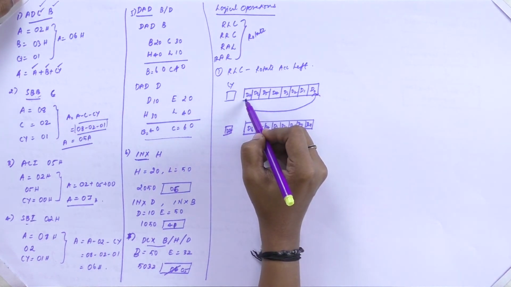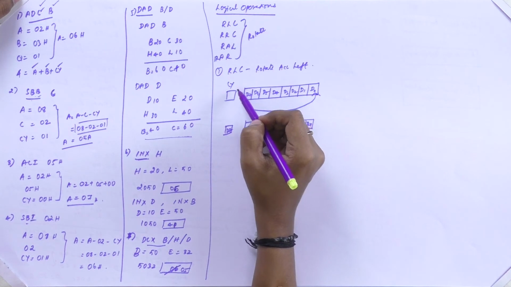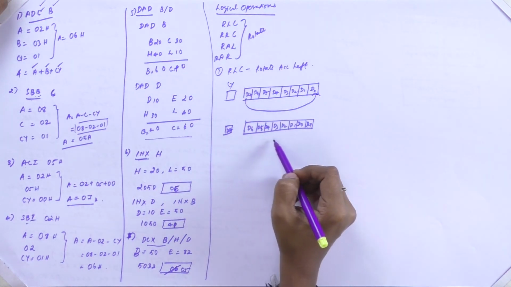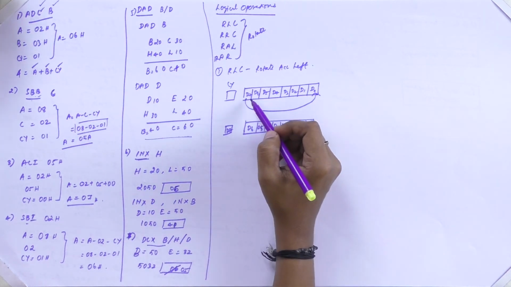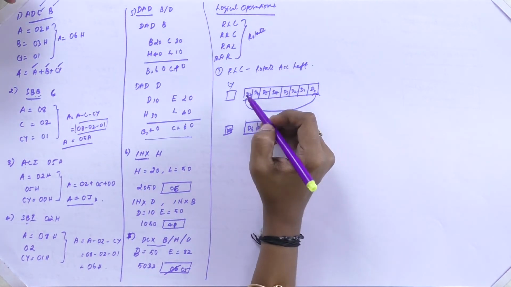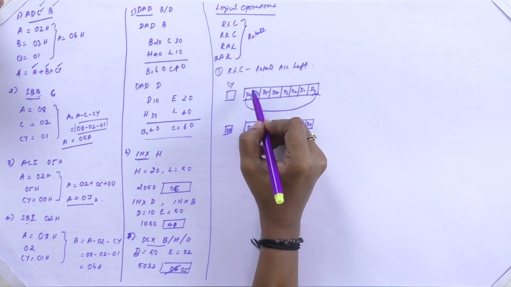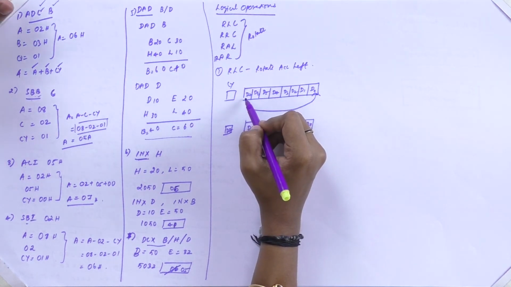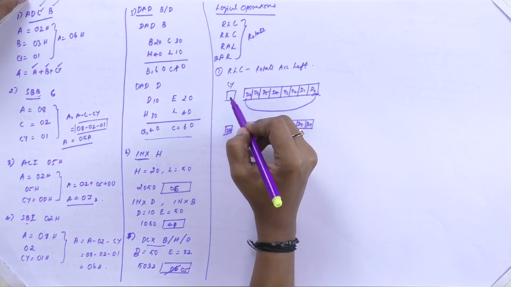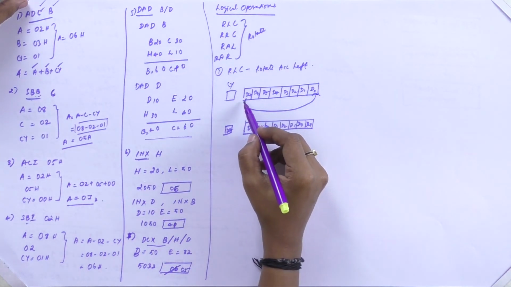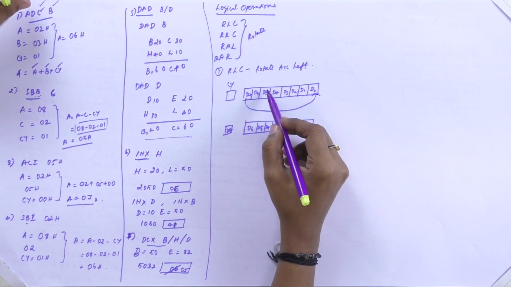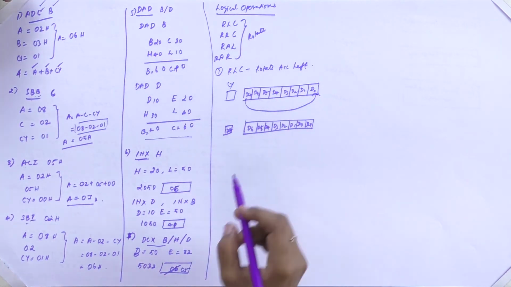So whatever the value present in MSB will be copied to the carry. So whenever you execute this RLC instruction, the most significant bit, that is the D7th bit, will be copied to the carry, and also the same bit will be copied to D0, and all other bits are shifted by 1 in this fashion.